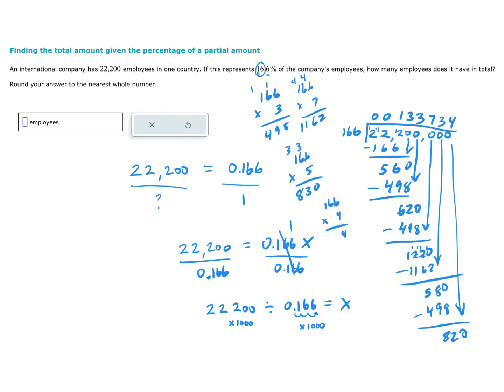166 times 4. 26, 4, 6, 64. And we do need to find out what our remainder is, because we round this to the nearest whole number. So that's 5 and 1. So our remainder is 156 over 166. And you can tell right now that this is more than half. So we're definitely going to round up. So it looks like our answer, the total number of employees in this huge company, is 133,000, and the 734 is going to round up to 735 employees.